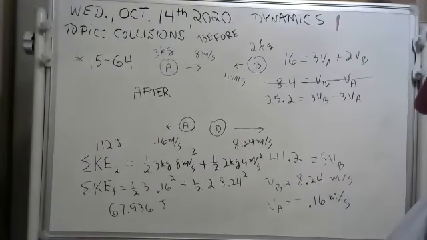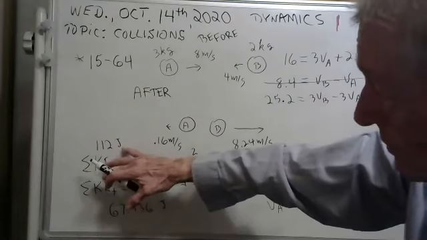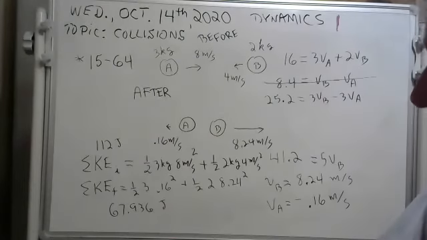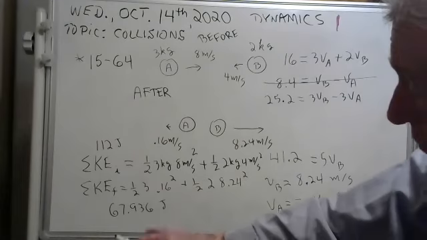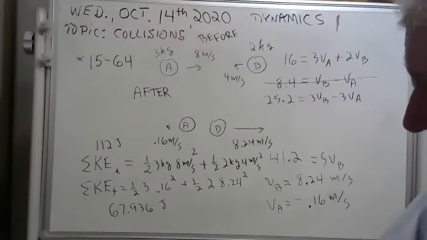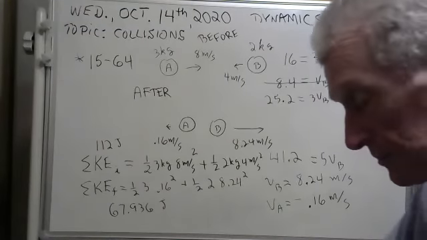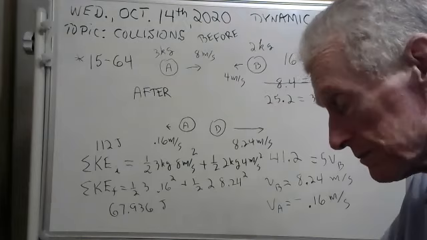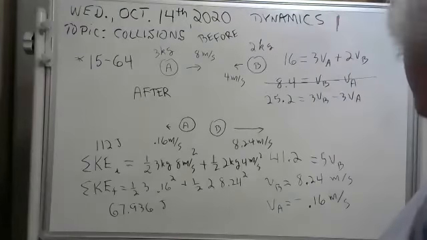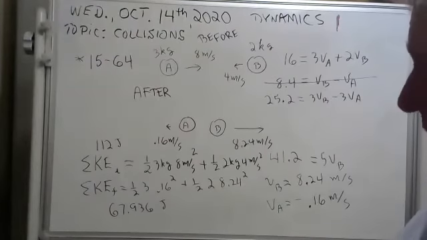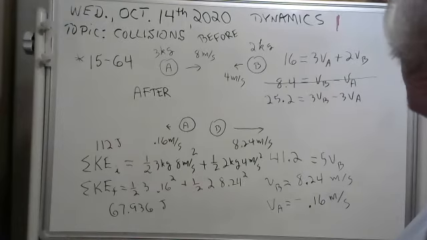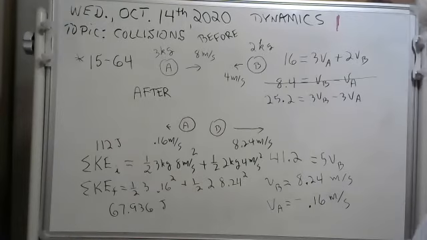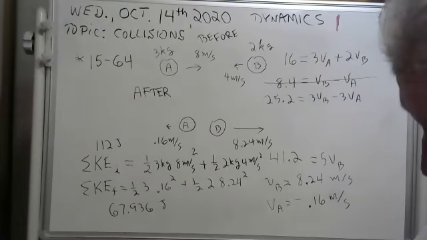You know what? We lost some kinetic energy. We had 112 joules to start with, and now we only have 67 point something joules. Where'd it go? Mainly temperature effects. We do not have conservation of energy here, do we? Any questions on that?